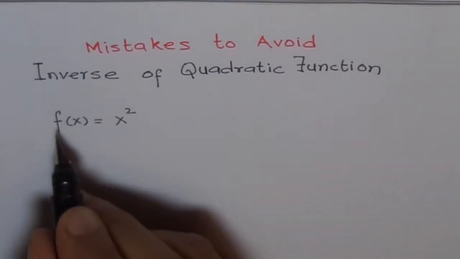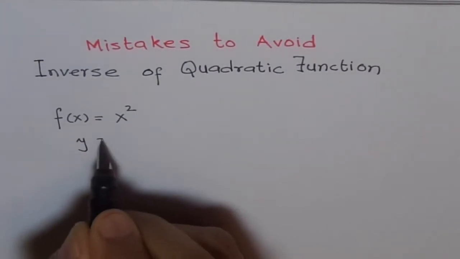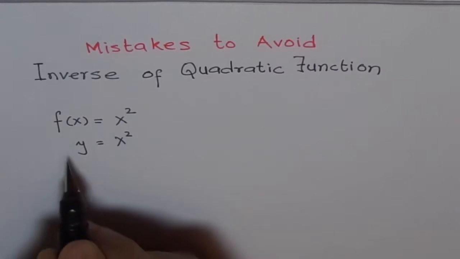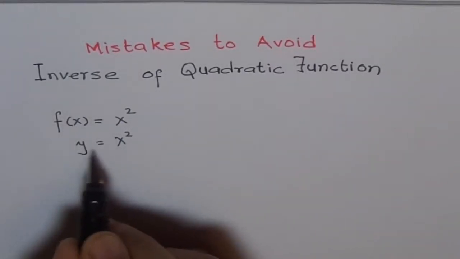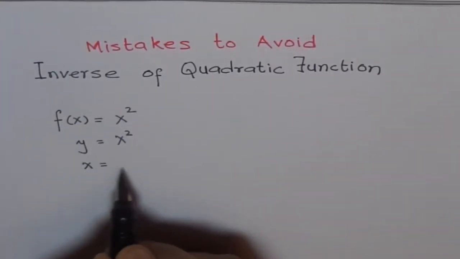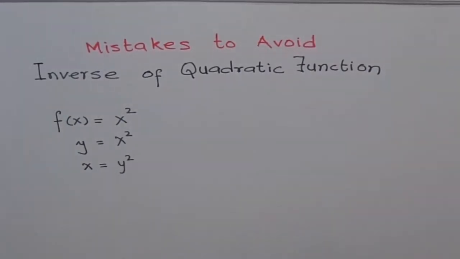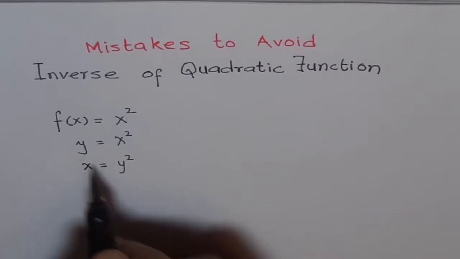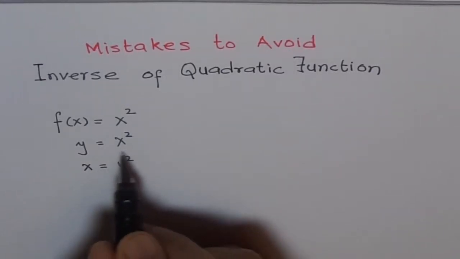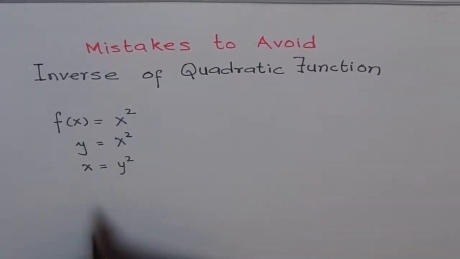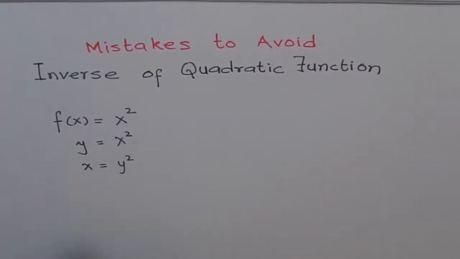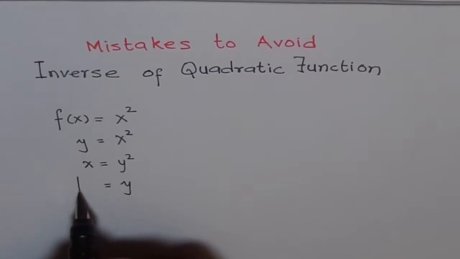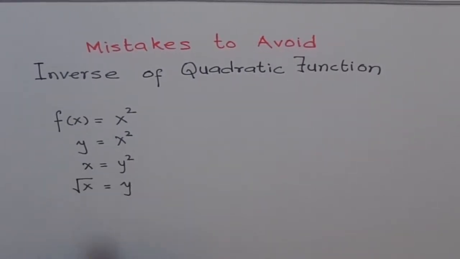It is simple. Replace f(x) with y and write down your function as such, correct? Second step, interchange x and y, so you write x = y squared. Next step, solve for y. So when you solve for y here, you take the square root of both sides, correct? The square root of y squared becomes y, and so you can get the value of y. So you write y = square root of x, correct?